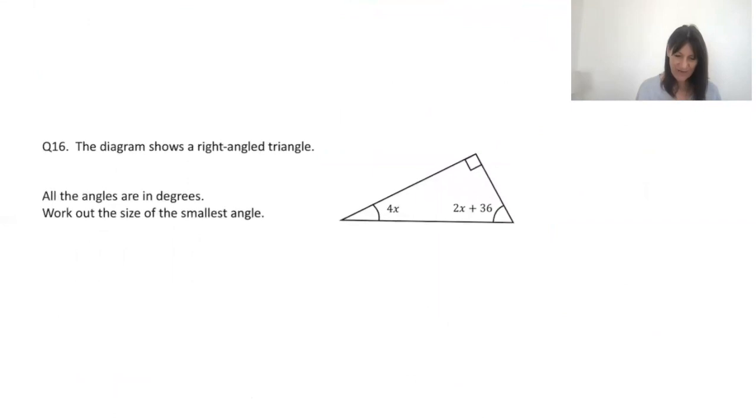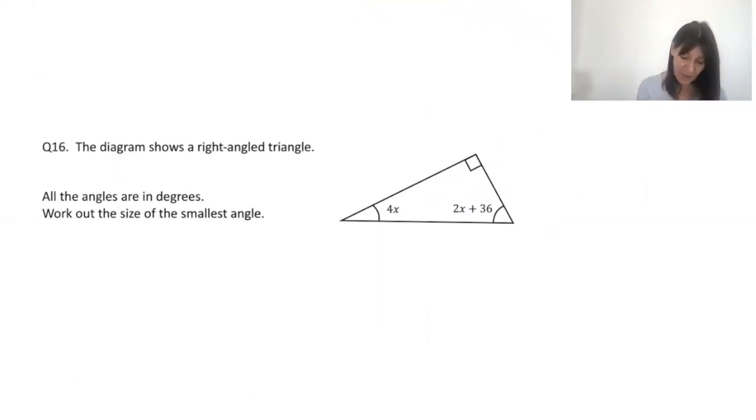Okay, there is your next question. Hit pause, press play when you're ready. Okay, so the diagram shows a right angled triangle, the angles are in degrees, work out the smallest.